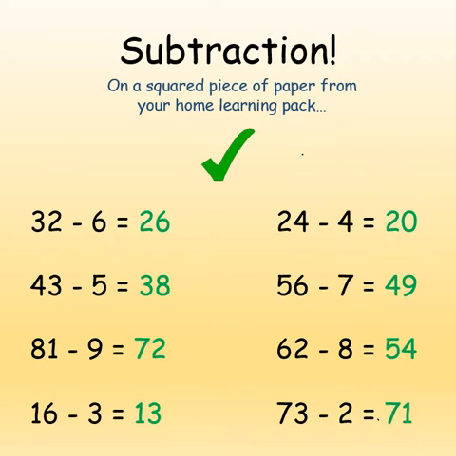Okay, who can tell me what 62 subtract 8 is? Super, it is 54. Well done. And the last one, 73 subtract 2. What's 73 subtract 2? Super, well done, it's 71. Well done, everyone, you've worked really hard at warming your brain up. Let's find out what we're going to do in today's lesson.